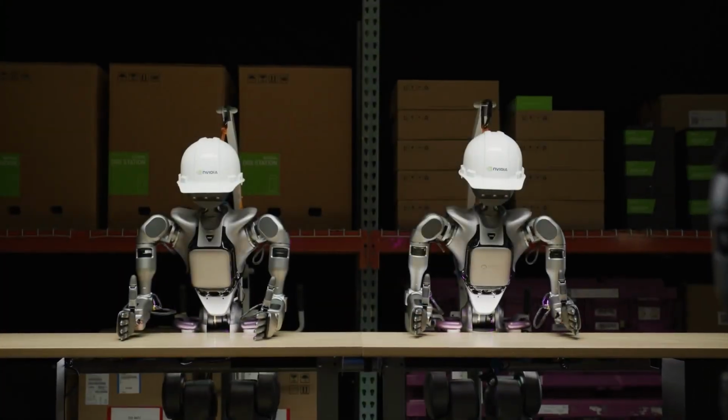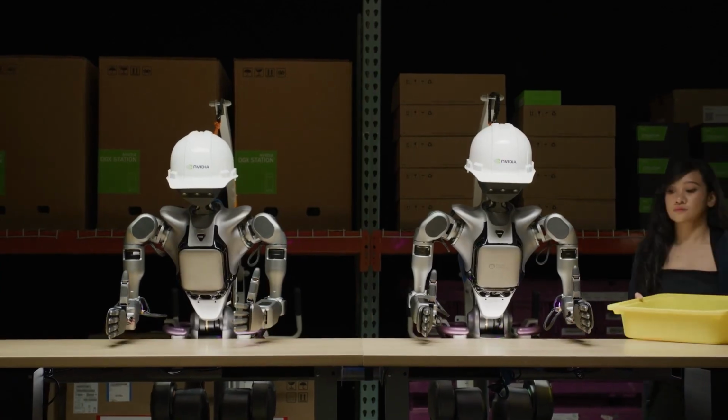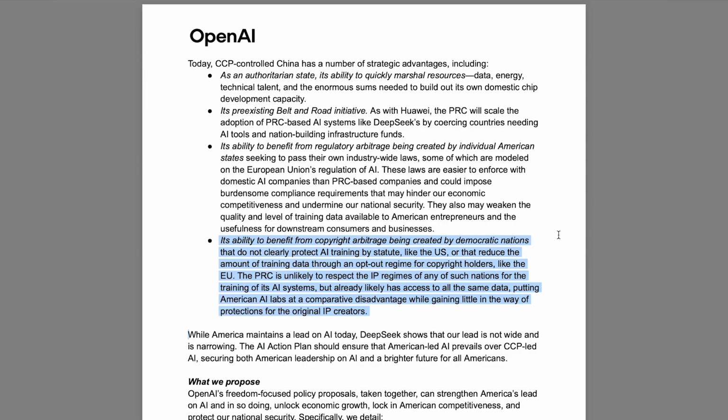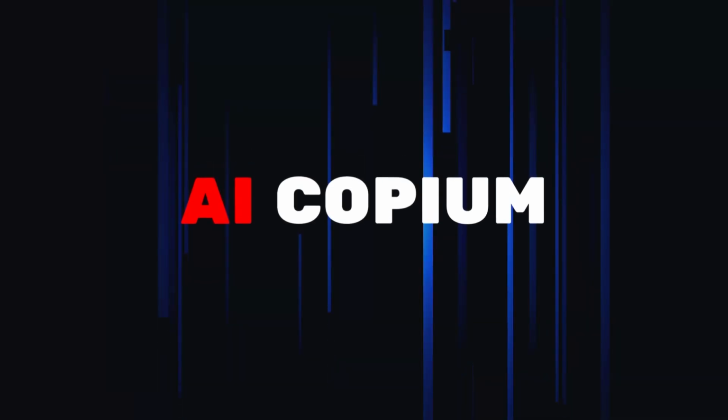Meanwhile, Nvidia introduces their new generalist foundation model for humanoid robots, Groot N1. And lastly, OpenAI warns that if AI copyright laws become too strict, the US might fall behind China in the AI race. Let's get into it.